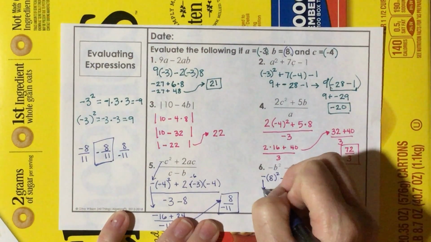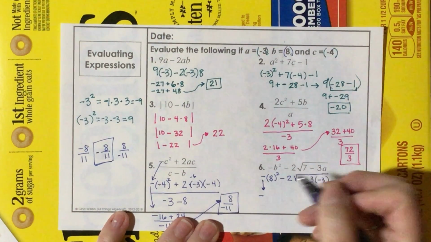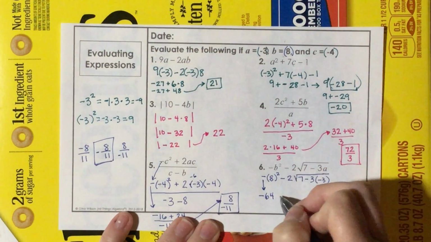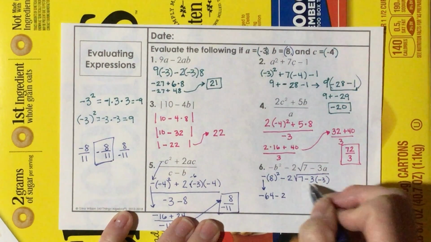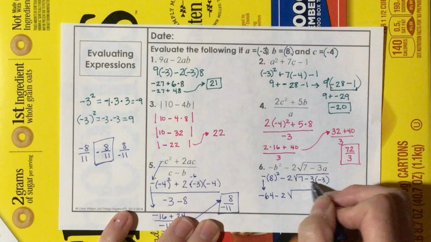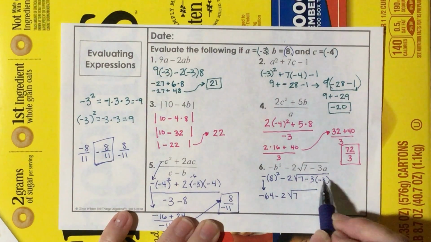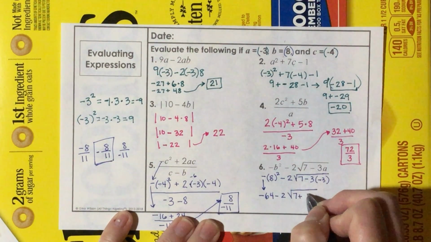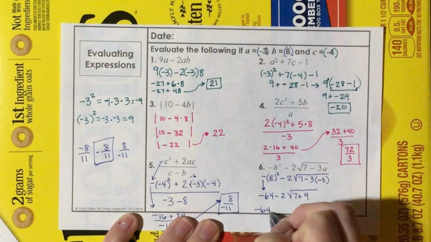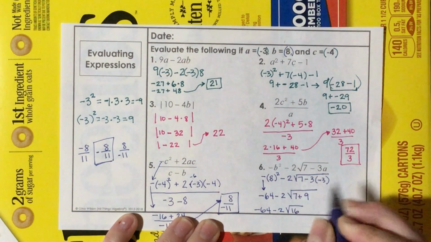So this negative is going to be brought down. What's being squared is the B in this case, which is 8. So 8 times 8 is 64 minus 2, and then we're doing what's under the square root sign. So that is going to be multiplication first, so 7 times a negative is a positive 9. So let's bring this down. Negative 64 minus 2, and 7 plus 9 is 16.